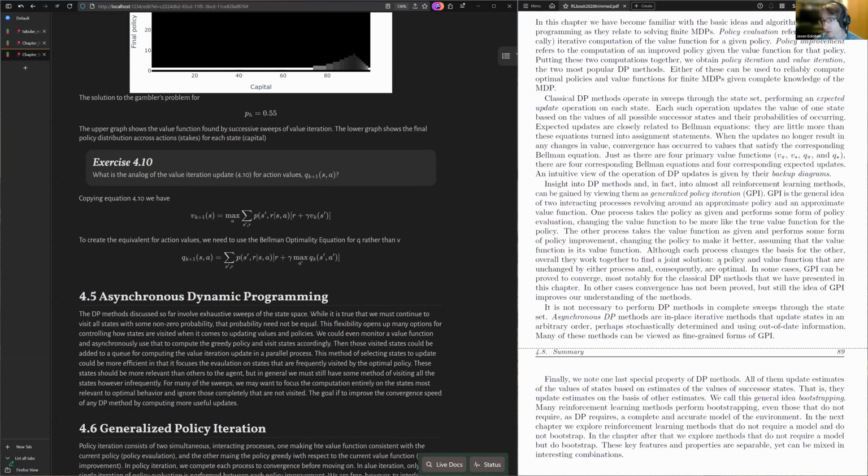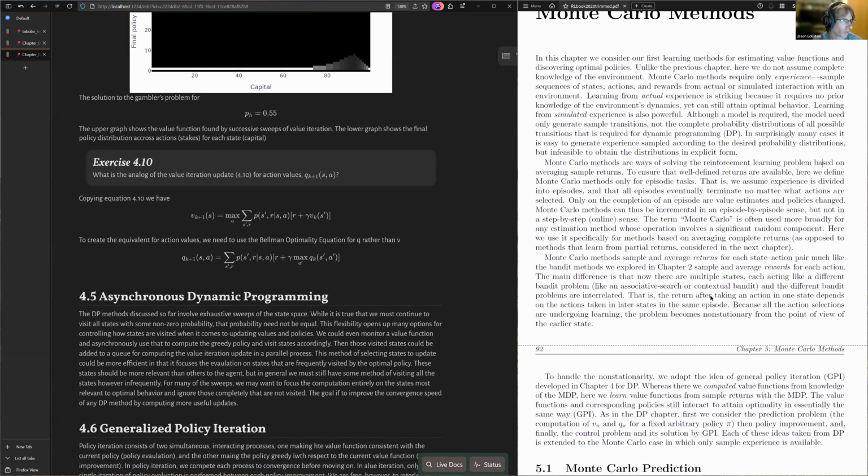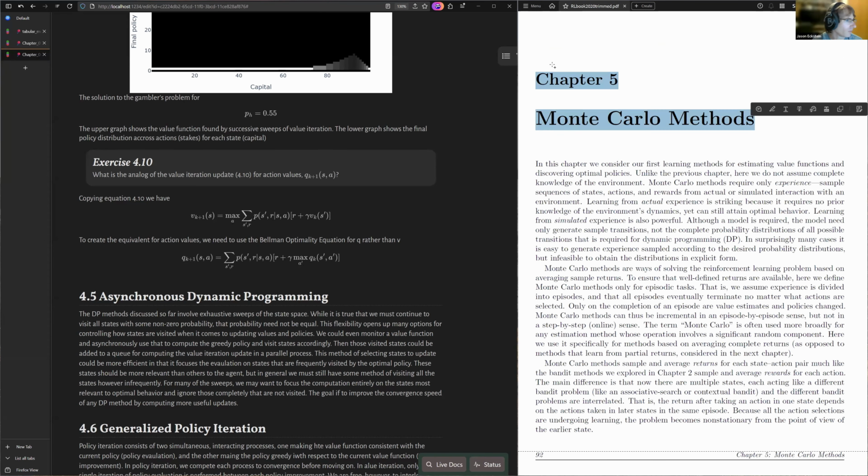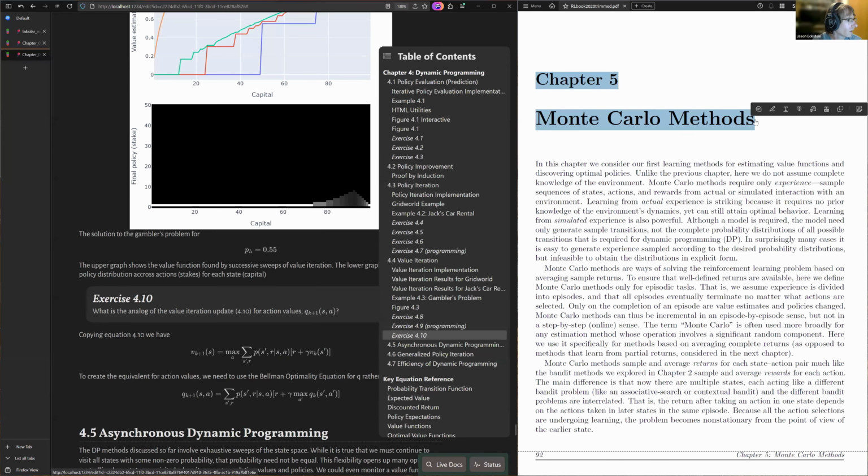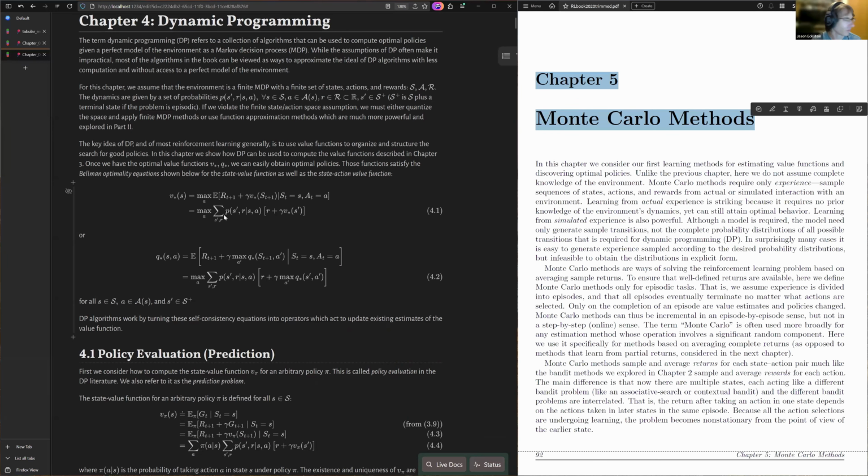So then if you look at the YouTube playlist, the next chapter is chapter 5 on Monte Carlo methods. These are methods where we don't have this function necessarily. We don't have access to these probabilities, but we can sample from it. So we have a way of simulating transitions in the environment, but it's sort of a black box simulator.